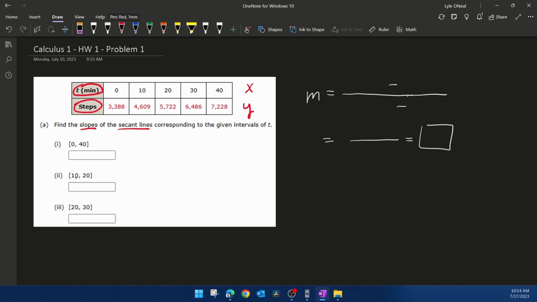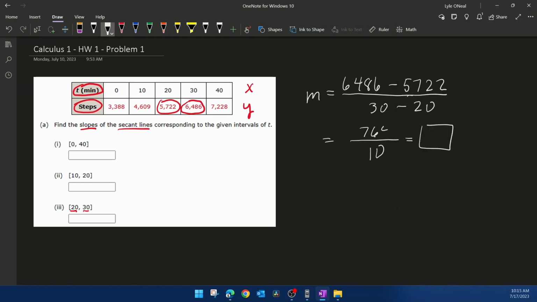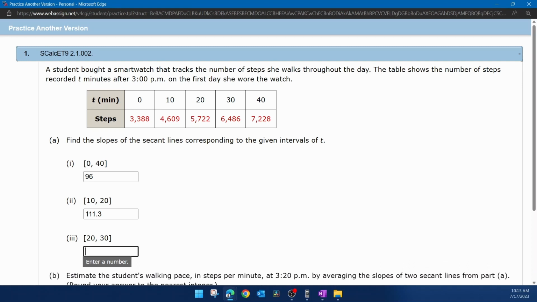All right, for our last interval, now we're going to have x1 is 20. x2 is 30, which means y2 is 6,486, and y1 is 5,722. Plugging into the slope formula again, 6,486 minus 5,722, all over 30 minus 20, which is 10. Little help in the numerator, 6,486 minus 5,722 is 764. Divided by 10 is 76.4.